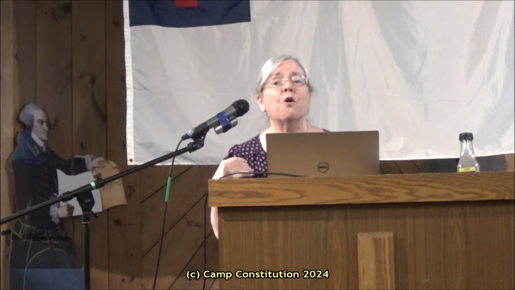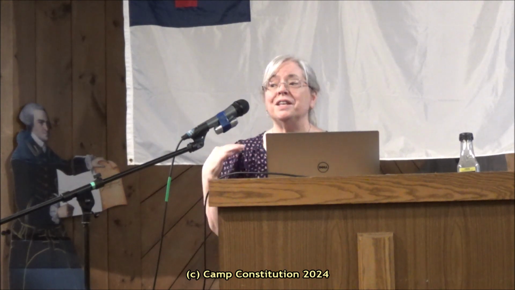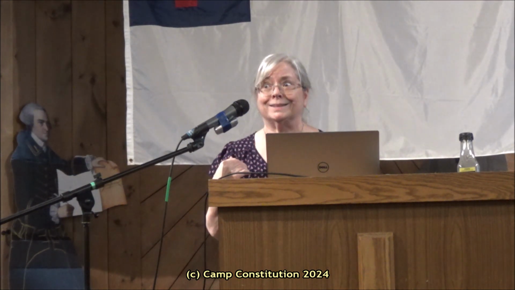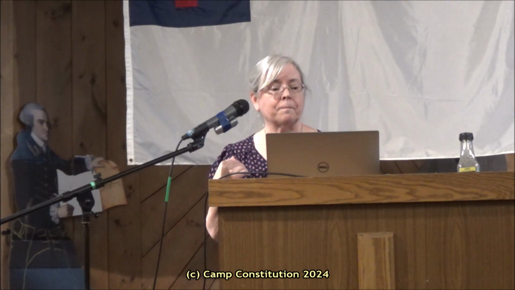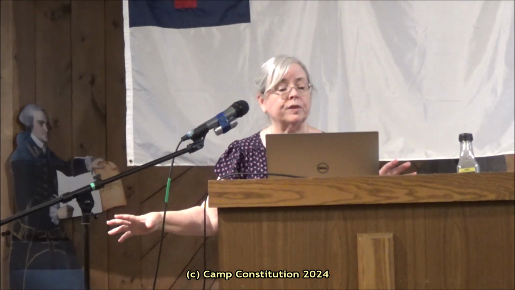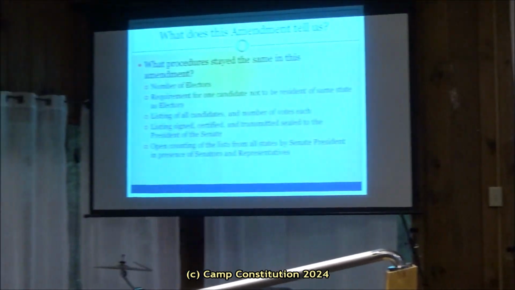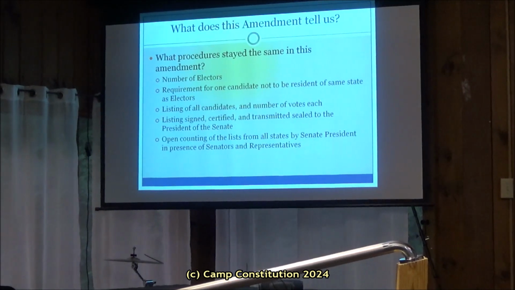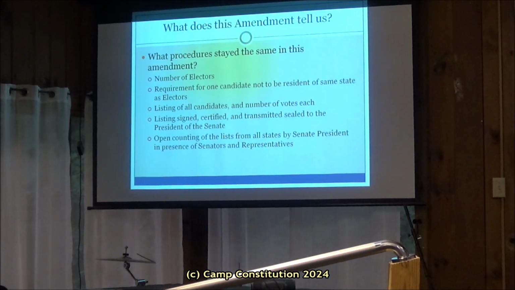So these problems rapidly became significant enough that within the first 20 years, they said, we've got to fix this. So what stayed the same? They have the same number of electors, the same requirement that one candidate not be a resident of the same state as the electors. They have the same thing with all the candidates listing the number of votes each. They retain these lists signed, certified, transmitted, sealed, and the open counting in public with the senators and the representatives done by the President of the Senate.